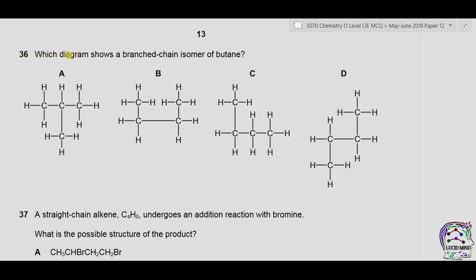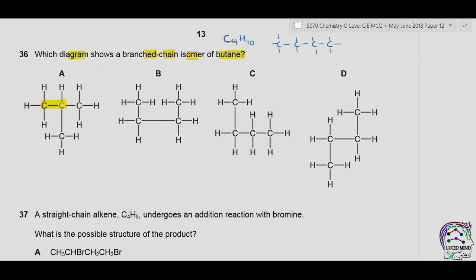Question 36. Which diagram shows a branched chain isomer of butane? Butane is a 4-carbon alkane, which is C4H10. This is a straight chain. These are the number of hydrogen atoms attached in butane. Let's find out the branched chain isomer of butane.